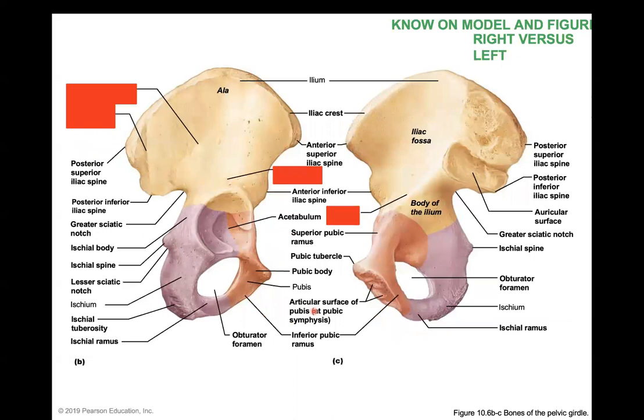And then here is a more detailed look at the bones that make up the pelvic girdle. For this, make sure you can identify the iliac crest, which is the edge of the ilium, the obturator foramen, which is the big opening that's going to allow blood vessels and nerves to run down towards the lower extremities. And then the acetabulum, which is the fossa that the head of the femur is going to sit in to make that hip joint. And then also know the pubic tubercle here.